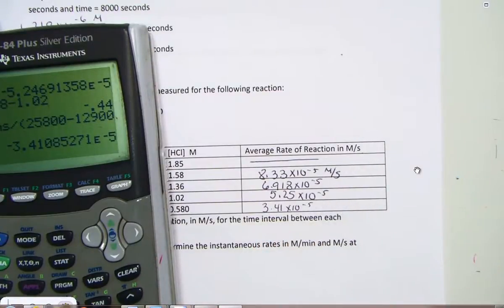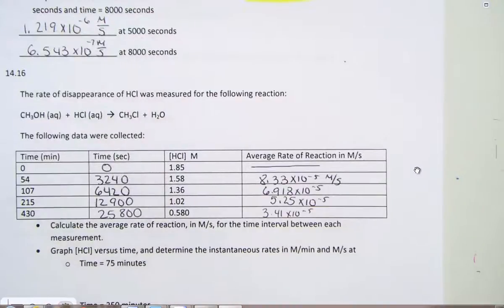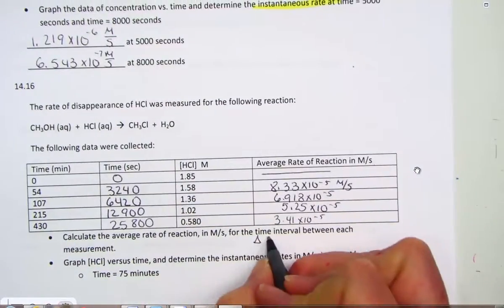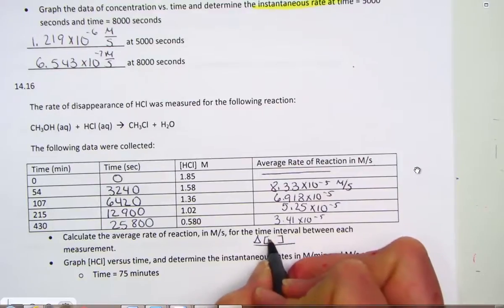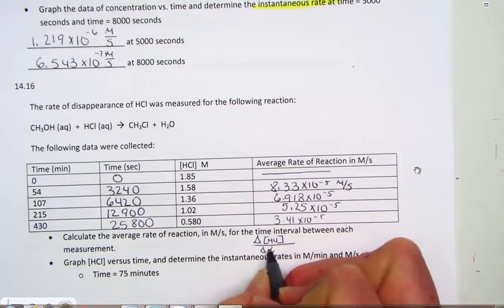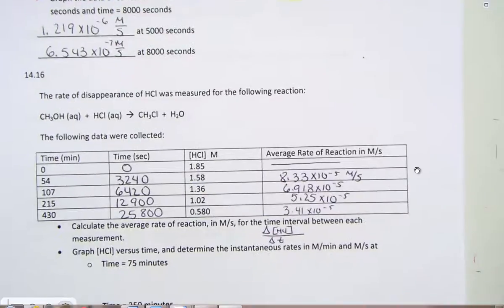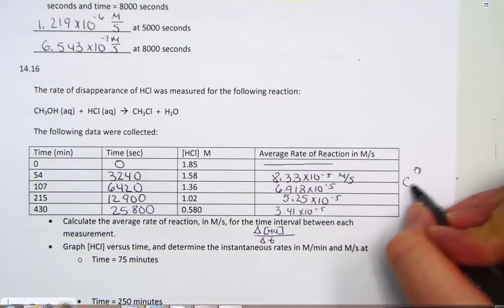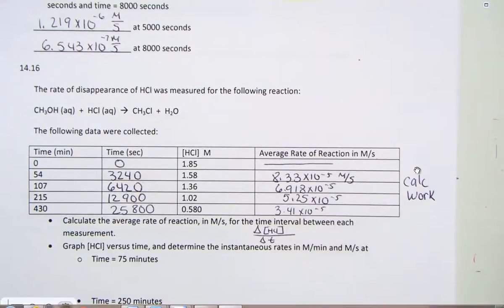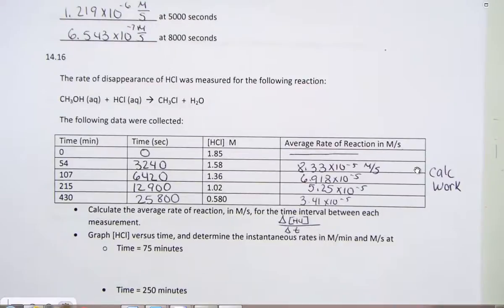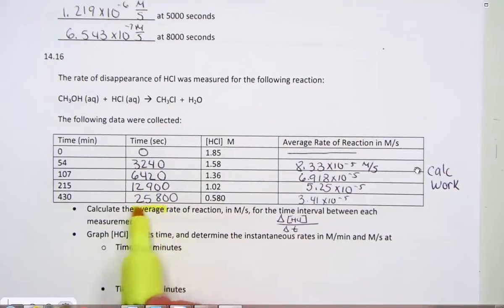So calculating average rates, just to remind ourselves, we're taking the change in concentration of our reactant, which was HCl, over the change in a time interval. And we just do that on our calculator. There's no need to show that, even on test day. Now it asks us to determine an instantaneous rate. So see what we're doing? We're practicing an average and an instantaneous.